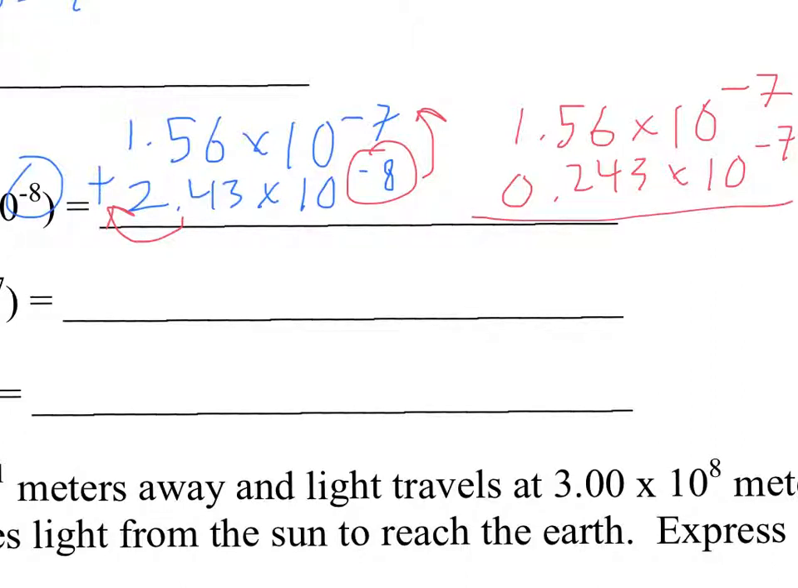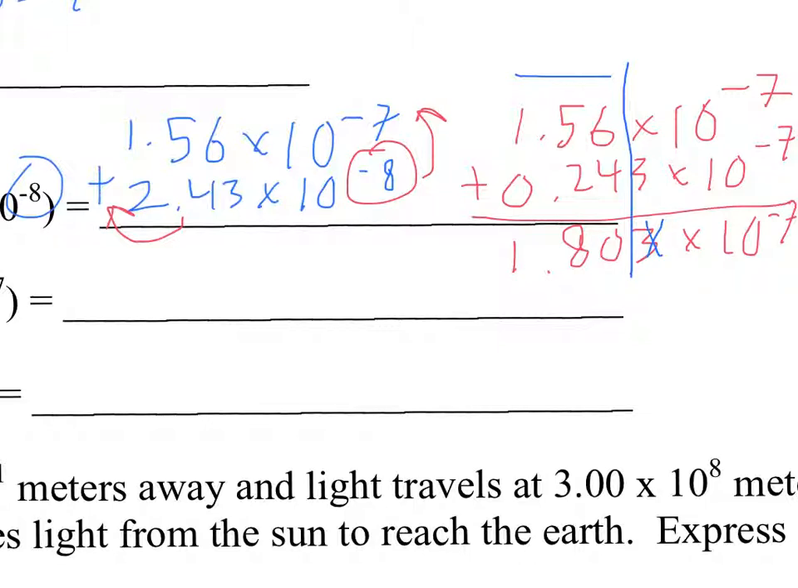Now I can add these up and I end up with 1.803 times 10 to the minus 7. Now I have a problem, and that is that the place value only goes this far with our top number. So I'm going to have to cut this off right here and not show this in my answer. So my answer is 1.80 times 10 to the minus 7.